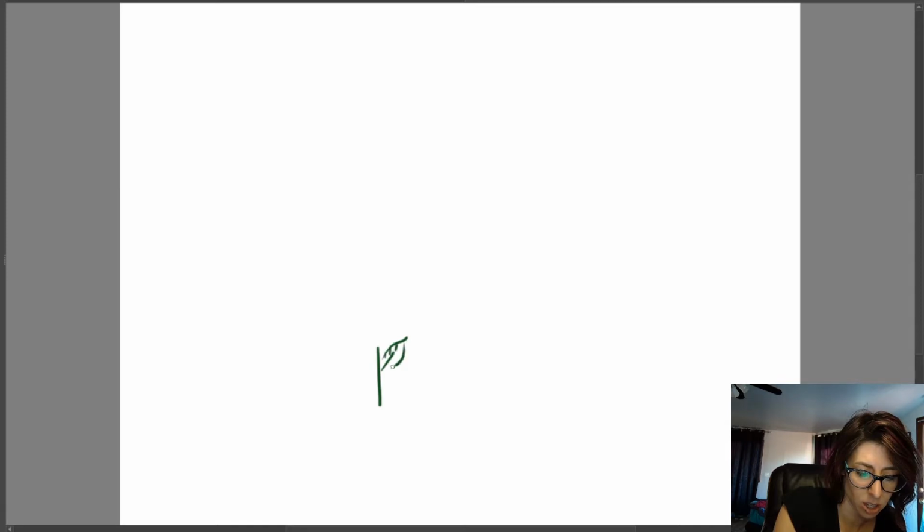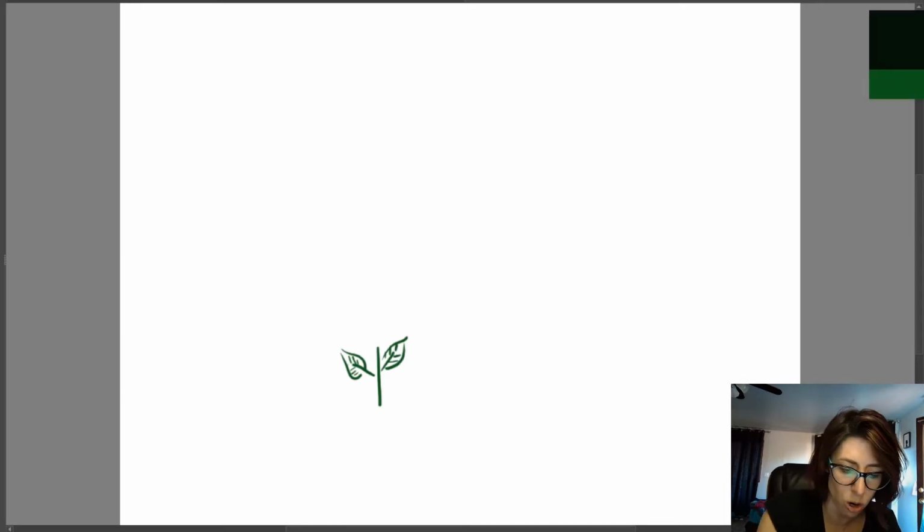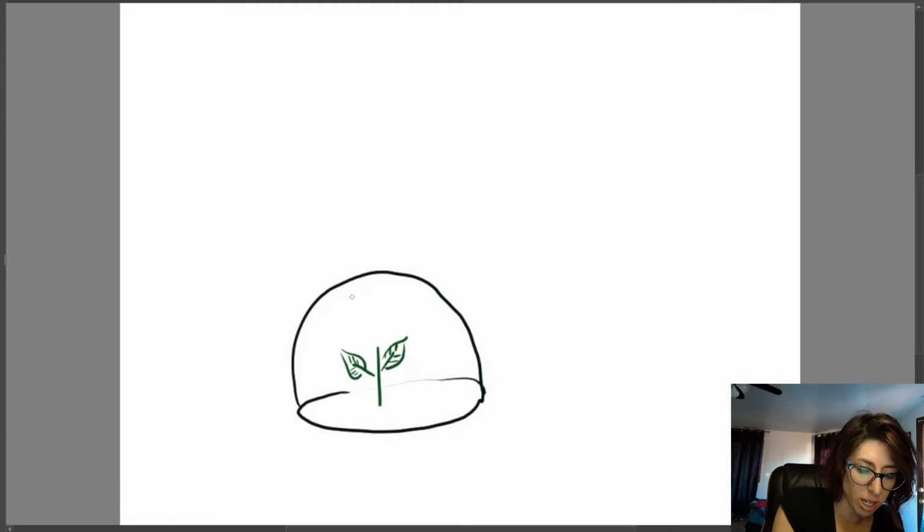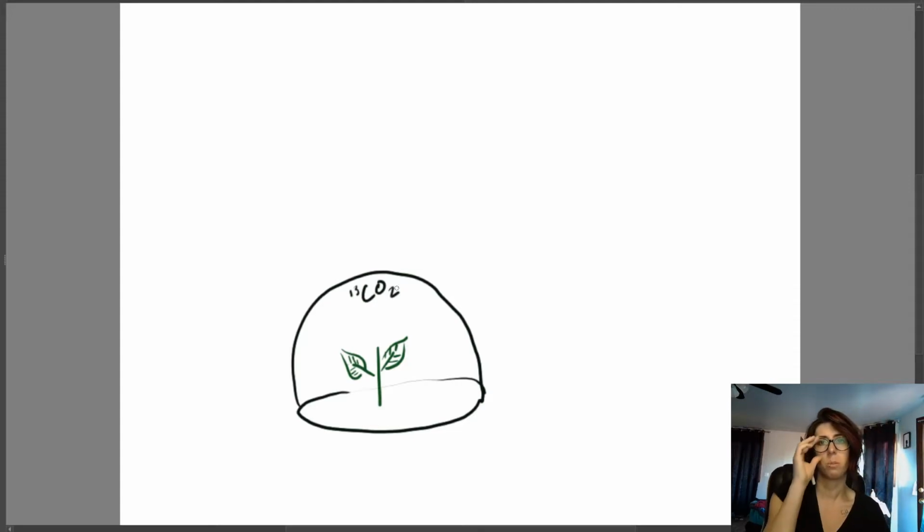So here's a little plant. Here's a little plant growing, and it takes carbon dioxide out of the air and makes it into sugars, usually using carbon 12. But we can make a dome and trap this plant under it, right? And this dome we can fill with carbon dioxide that is built out of only the heavy isotope of carbon.